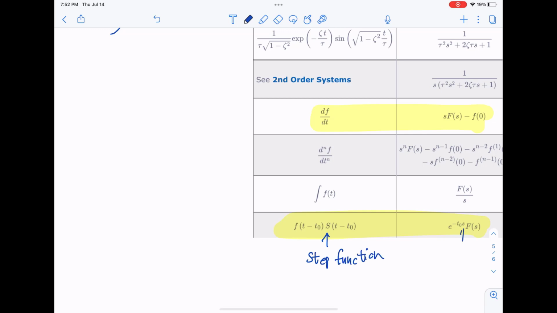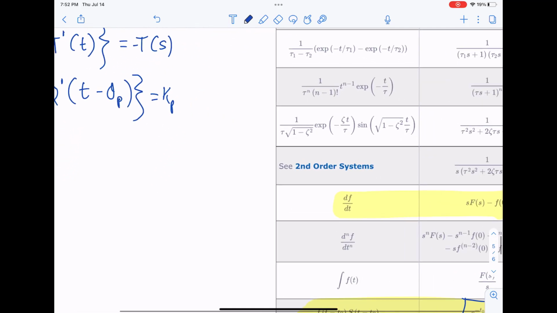It's not the s of the Laplace domain. That's that s right there. That big S is the step function. And so we have some function that's offset times our step, and a step function of it. It's going to be equal to e to the negative t naught s, where t naught is the offset, times f of s, that function in the Laplace space. So we'll multiply the function in the Laplace space times e to the negative dead time s. And again, that's the delay.